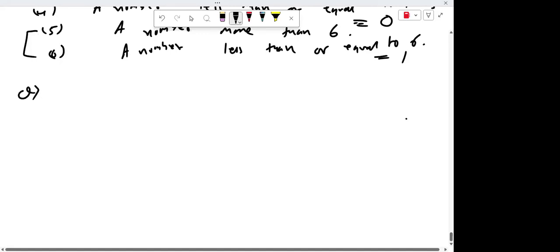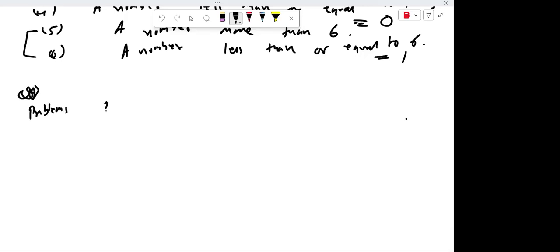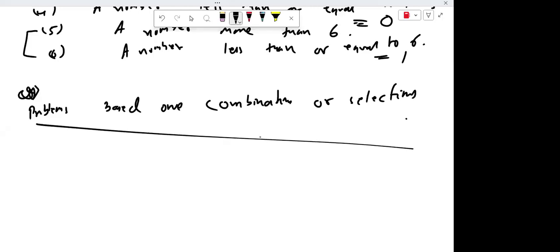Okay. Now we'll have some interesting questions. Problems based on combination. Combinations means permutation combinations, or selections.